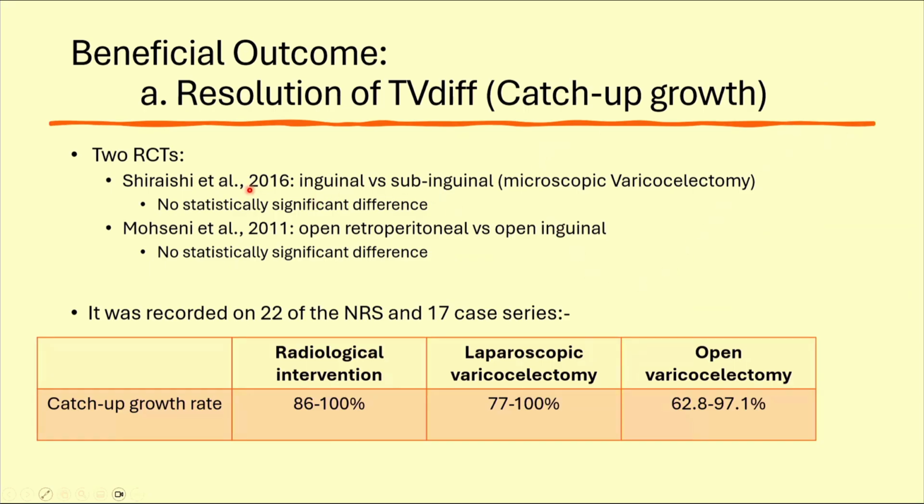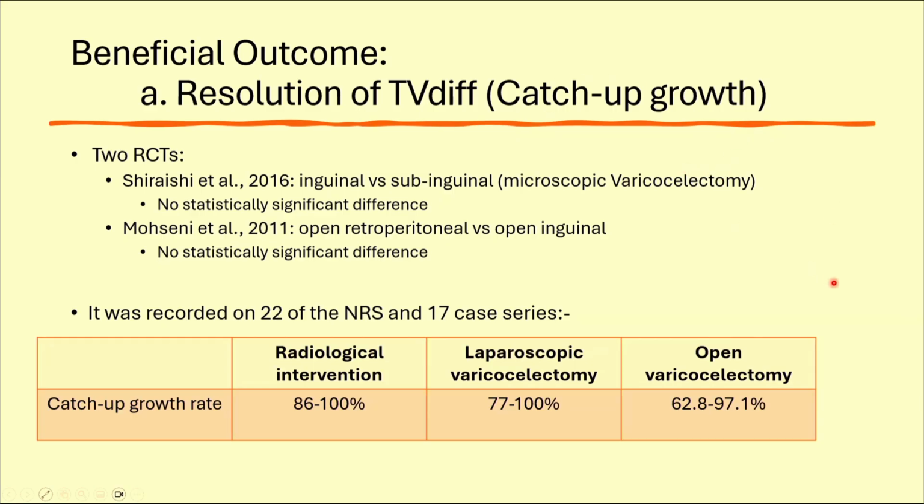In 2 randomized controlled trials, Shiraishi found in 2016 that offering inguinal or subinguinal would not have any statistically significant difference in the testicular volume after the intervention. And Mohseni in 2011 compared the open retroperitoneal versus open inguinal, and again, there was no statistically significant difference. This also showed in the meta-analysis.